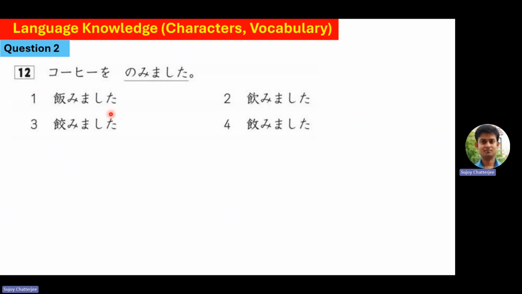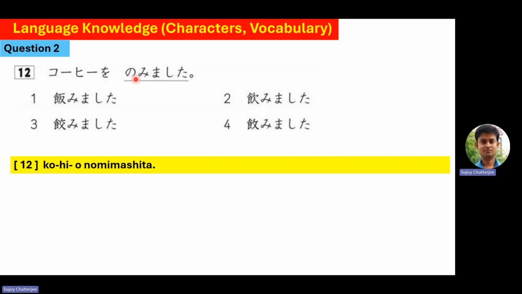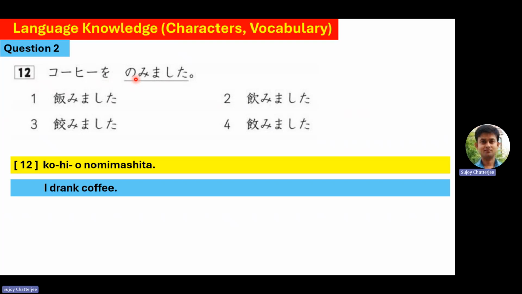The second question is you can write here kohi o nomimashita. Very very easy. I drank coffee. So nomimashita, that means they are expecting you to select the kanji for nomu or no here. So kohi o nomimashita, I drank coffee. Now if you do not know the kanji, then it will become very very difficult to choose the correct one because all are looking so similar.